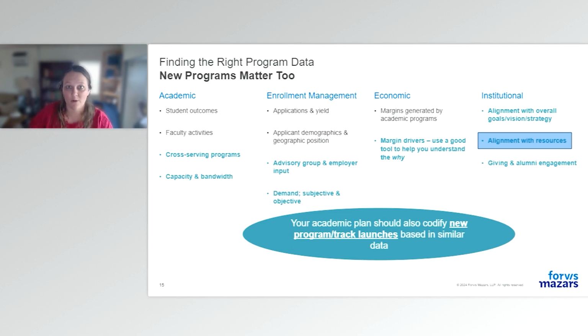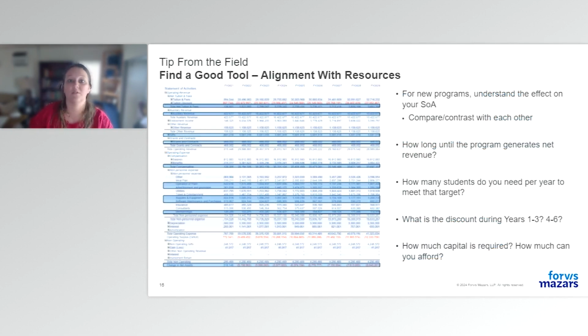Depending on the size and scope of a new program, it can have all sorts of implications for your statement of activities, including what kind of tuition revenue it's going to bring, what kind of discount rate it's going to require, what sorts of gifts a program might be able to bring in, even if they're restrictive gifts that allow you to operate that program.